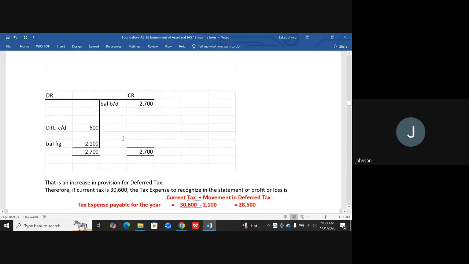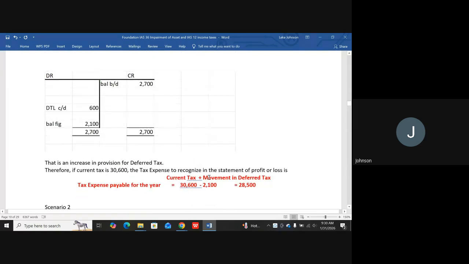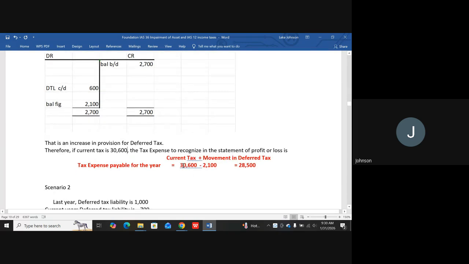So now, normally, current tax is a liability. Deferred tax also is a liability, right? So now, both of them are liabilities. However, this one is now going to be minus this one.